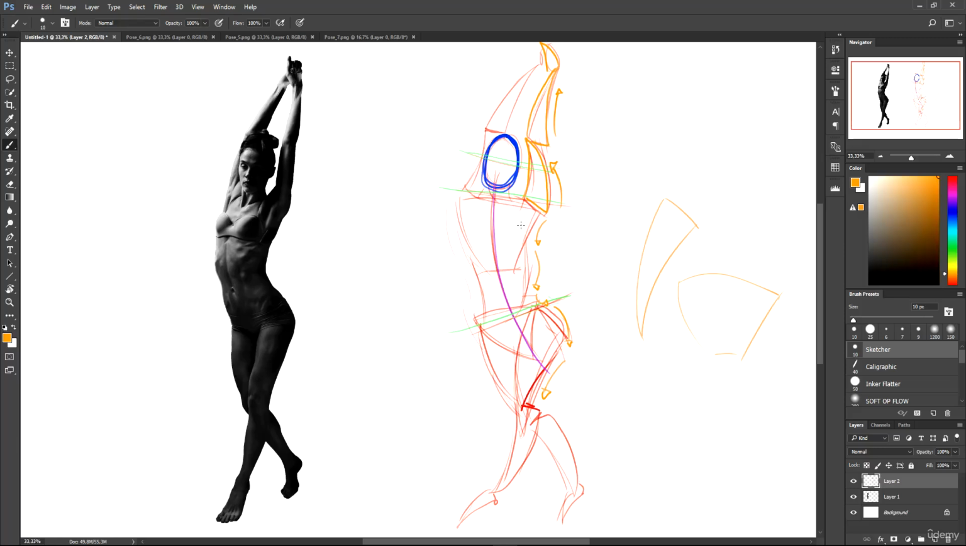All right, those are dynamic shape gestures. Let's move on to the next lesson.